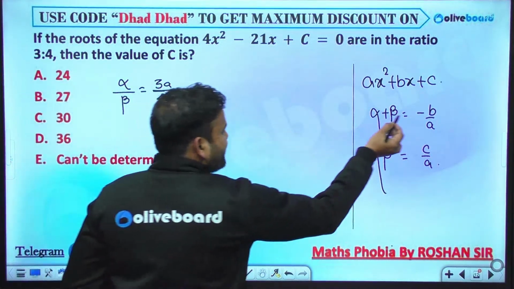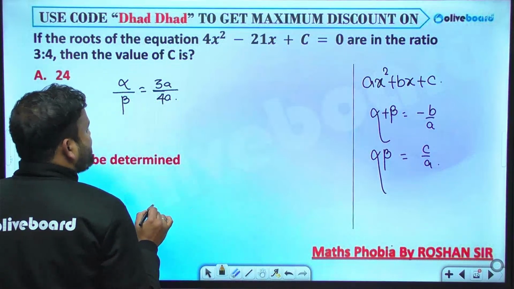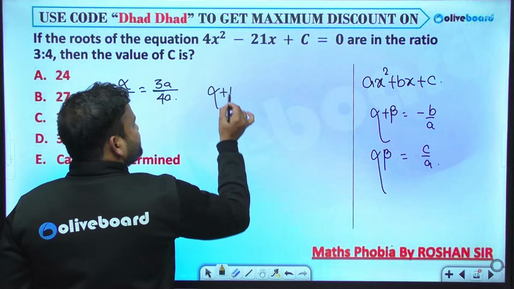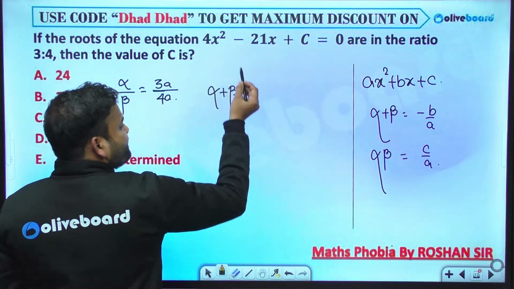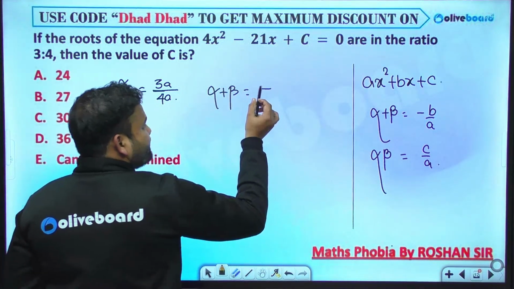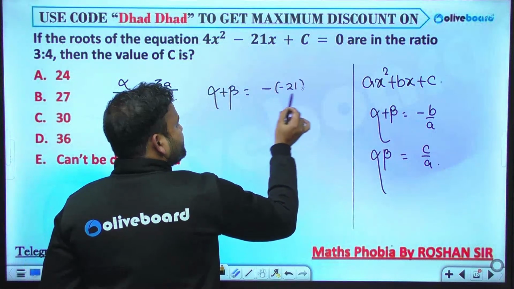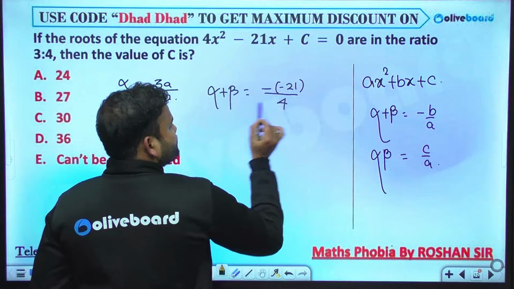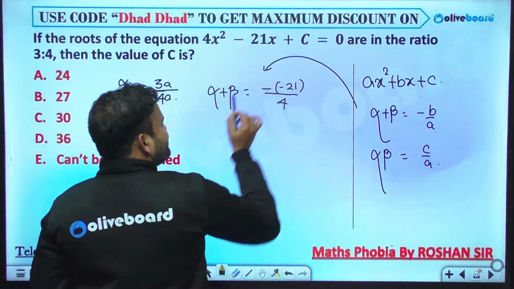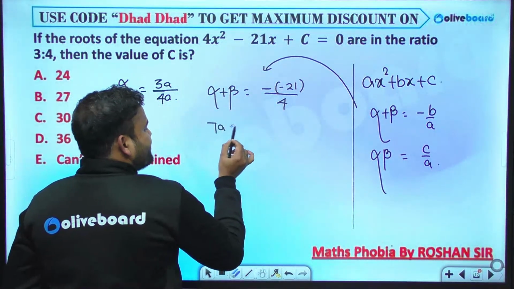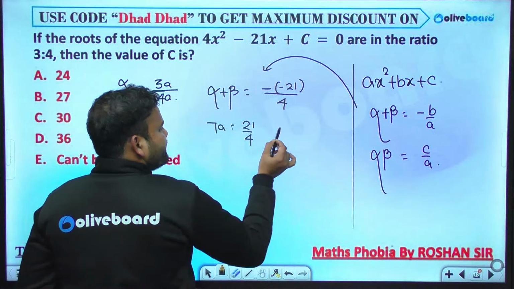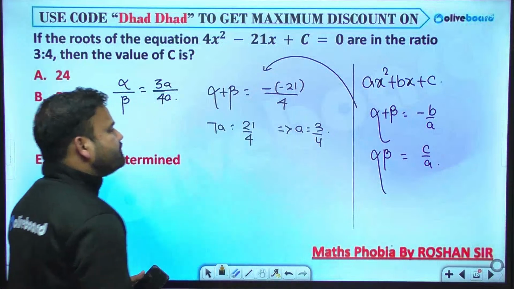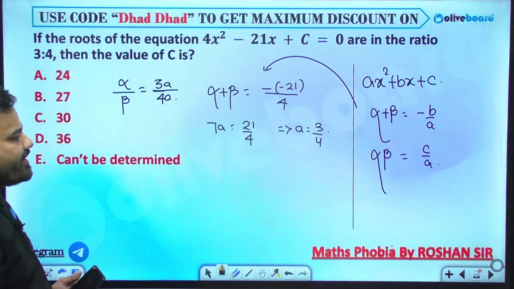Now the sum of roots is minus b by a. The sum of roots is alpha plus beta, which according to the question is minus b by a. So minus b, what is b? B is minus 21, and a is 4. Alpha plus beta is 7a. 7a equals 21 by 4. That means the value of a will be 3 by 4. I got the value of a as 3 by 4.